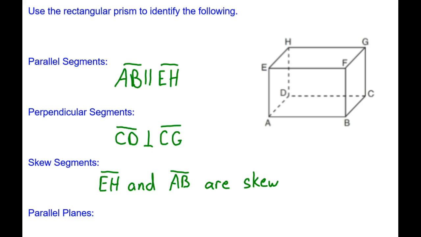The last thing we want to identify are parallel planes. Just like the rest of these, there's many different examples we could use. Suppose I was referring to plane ABCD, the bottom portion of this rectangular prism. That would be parallel to plane EFGH. If we extended those planes in all directions, they would never intersect. So notation, how we write this, we're just going to say plane ABCD is parallel to plane EFGH.